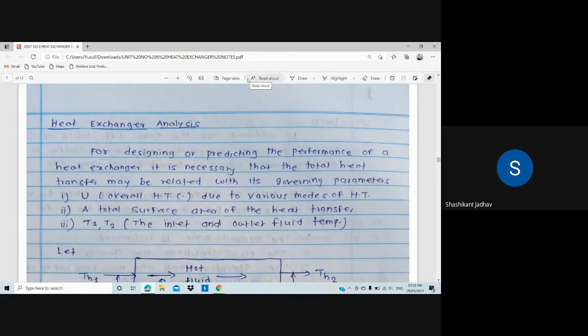Then write the third: T1 and T2, the inlet and outlet fluid temperature.